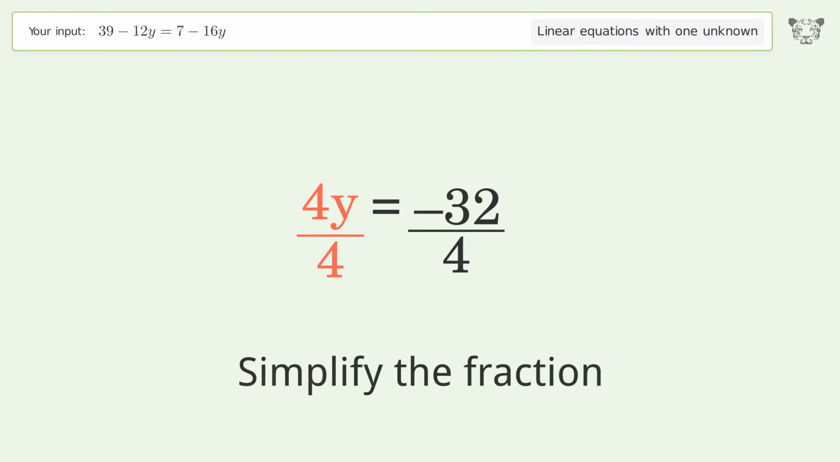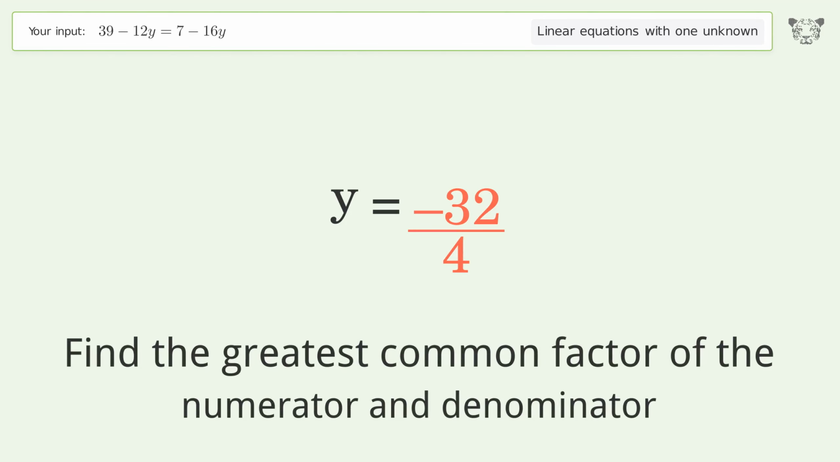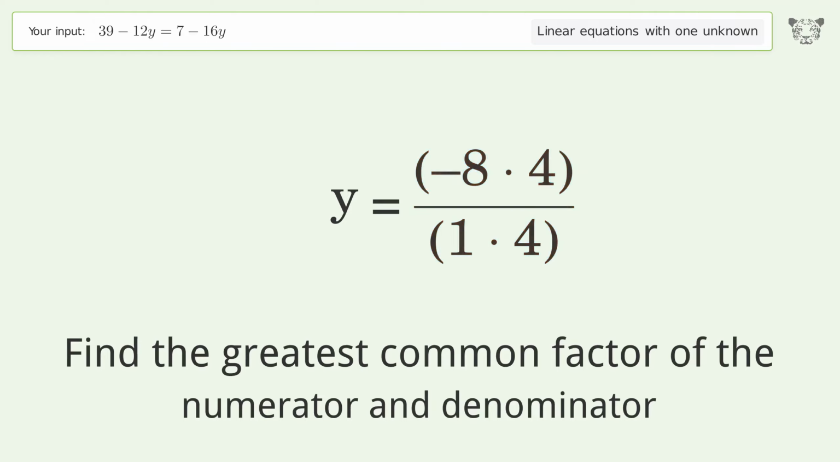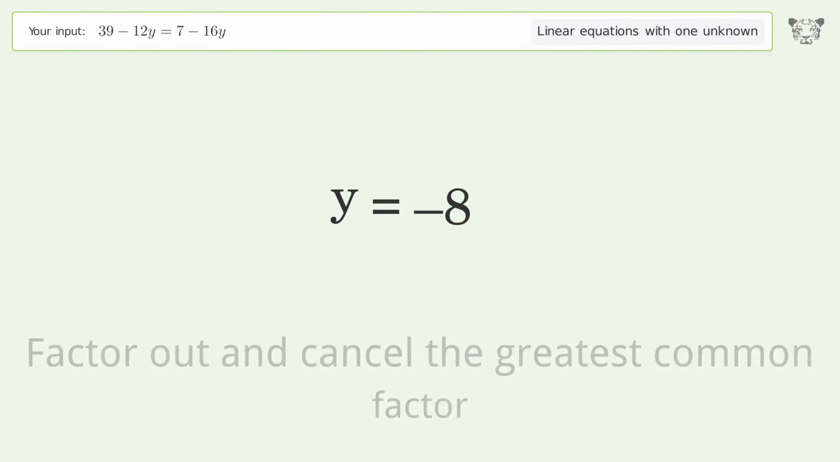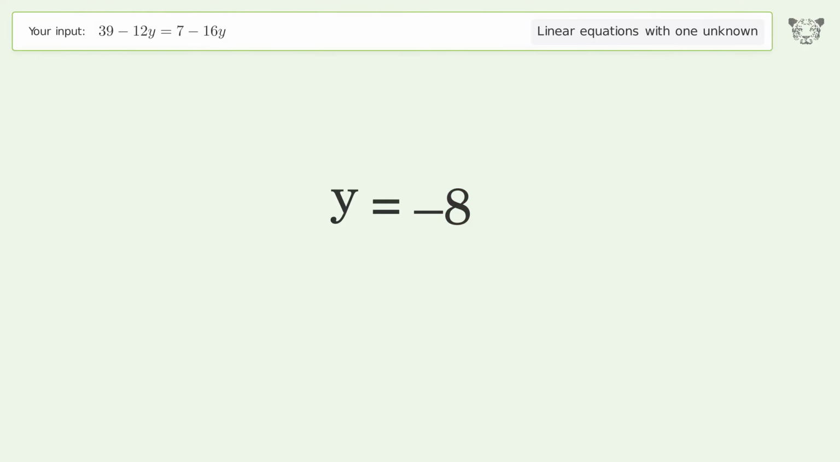Simplify the fraction. Find the greatest common factor of the numerator and denominator. Factor out and cancel the greatest common factor. And so the final result is y equals -8.